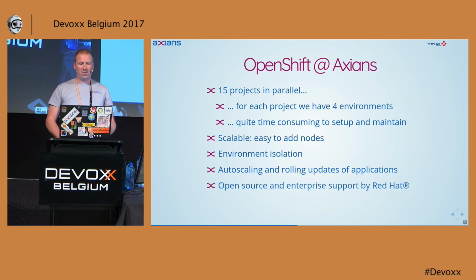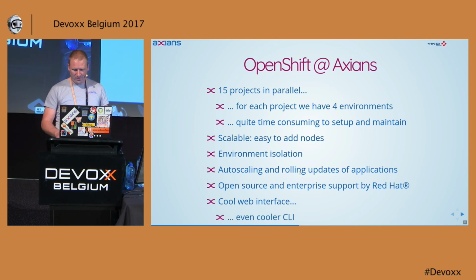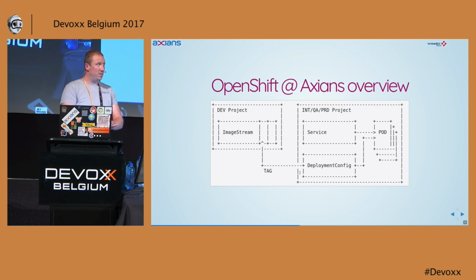So, of course, Red Hat is supporting open source and enterprise support for Openshift. It has a cool web interface, as you have seen, and even a cooler CLI. This is a bit of ASCII art. It's a lot, but mainly how we do it at Axians is that we have a development project on the left side, and then runtime projects on the right side, one for integration, one for QA, and one for production.